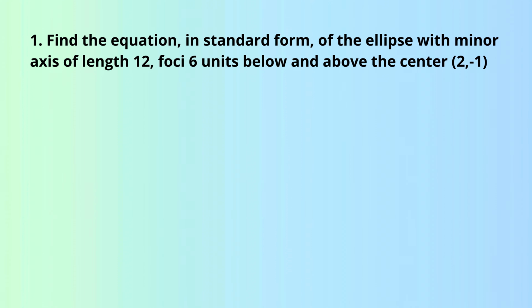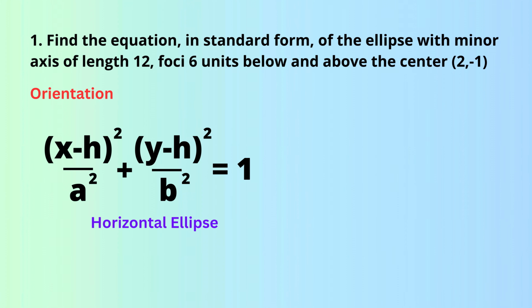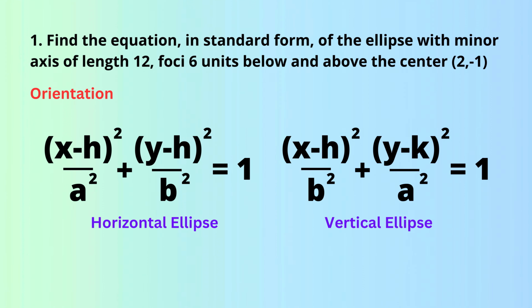For the first problem, we are given the length of minor axis that is 12, the center at 2, -1, and the foci, 6 units above and below it. First, we need to know the orientation of the ellipse, so that we will know what equation to use. This equation is for horizontal ellipse, while this equation is for vertical ellipse. Notice how a squared and b squared switched when the orientation of ellipse has changed.